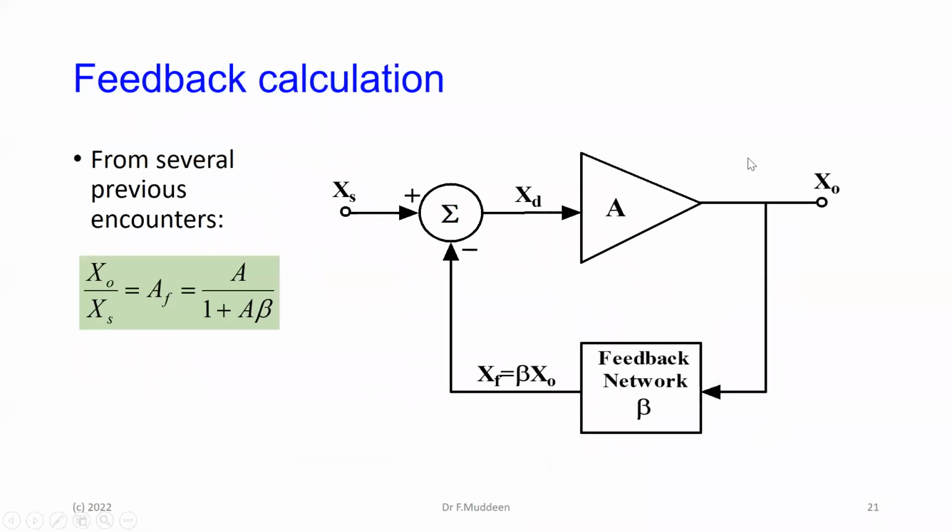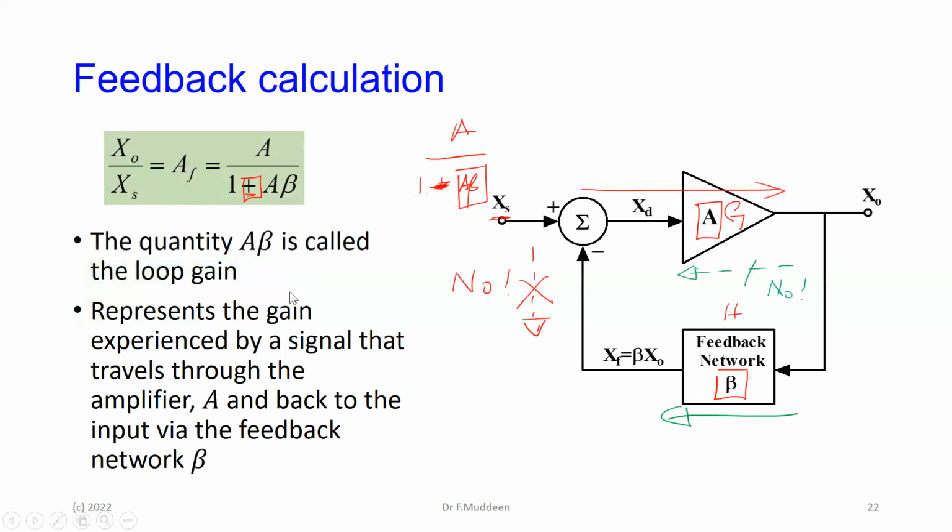And then we remember this from before, the generic feedback calculation: if the feed forward group was A and the feedback network was beta, we derived last time that the whole transfer function is A over 1 plus A beta, because we're dealing with negative feedback. Right? We also spoke about the quantity A beta being called the loop gain. And we saw that in the case of oscillators, we wanted A beta to be 1 so that the thing would oscillate. All right.